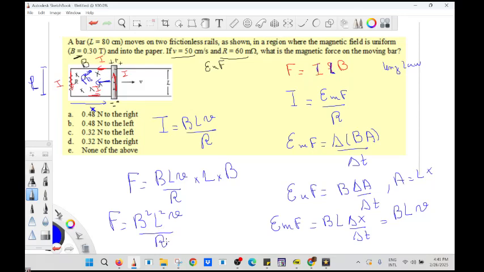Okay, you can do it step by step. If you do LvB here, you're going to find 0.12 volt. The current here is going to be 2 amps. And if you do the force here, you should find 0.48, and the direction will be to the left.